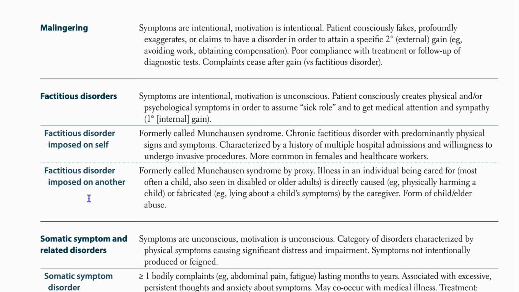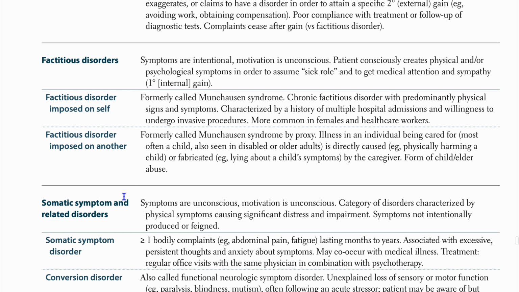Over here, it's formerly called Munchausen syndrome by proxy. Illness in an individual being cared for, most often a child, also seen in disabled or older adults, is directly caused, for example physically harming a child, or fabricated, for example lying about a child's symptoms, by the caregiver. It's a form of child or elder abuse.